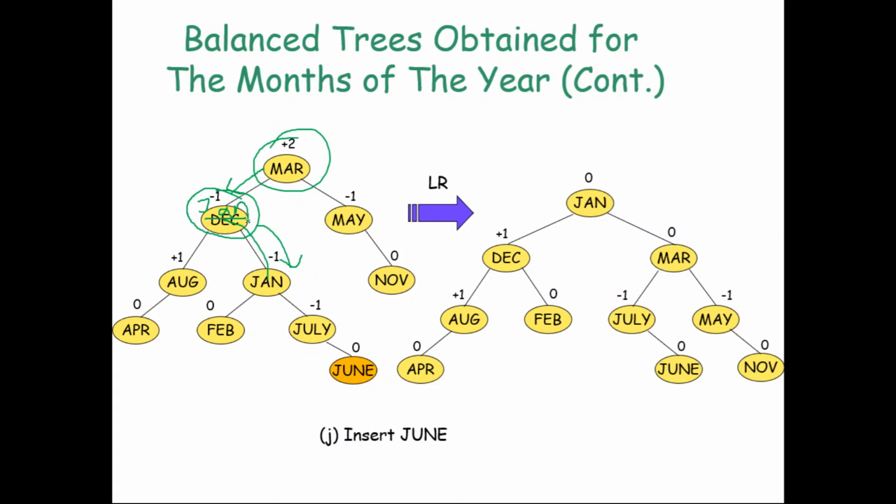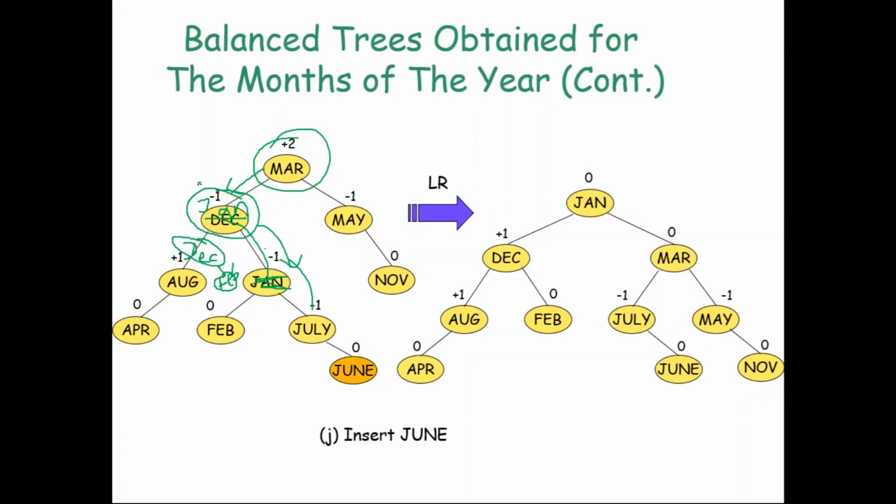And what will happen? December will come here. Jan has a left child, which is greater than December, so it will become the right child of December. That is, February will be the right child of December. Jan's right child will be July and then June. Okay, so this is the left rotation.